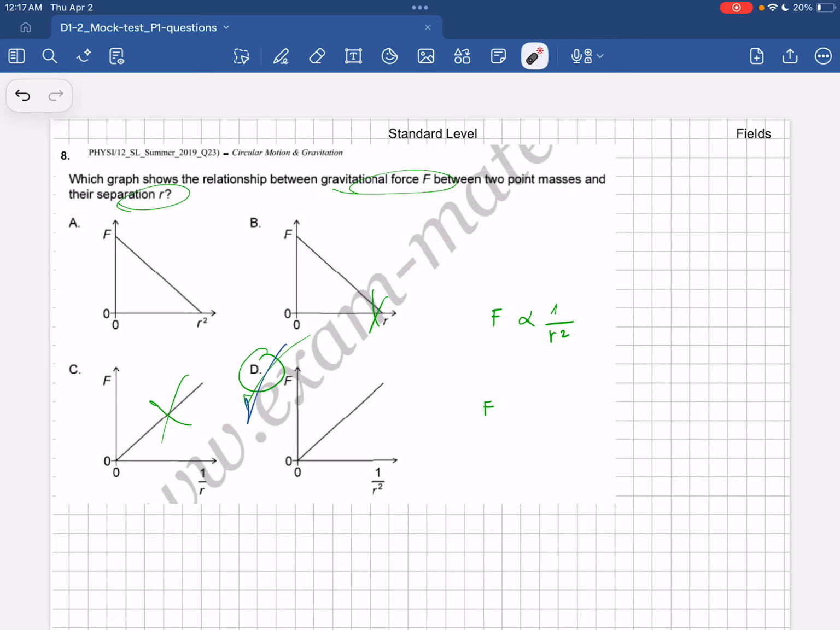Next, number 8, gravitational force between two point masses, and the acceleration is r. We have this one. This is not a curve, so that's not the one, because this one is the inverse square law. So this one is actually proportional to this term here itself. If this is the variable, then this is a straight line, so that's D.